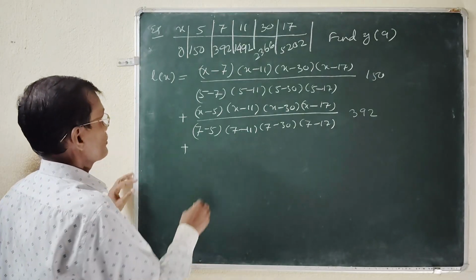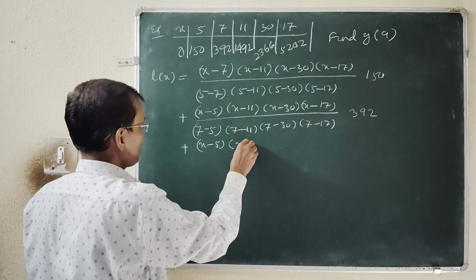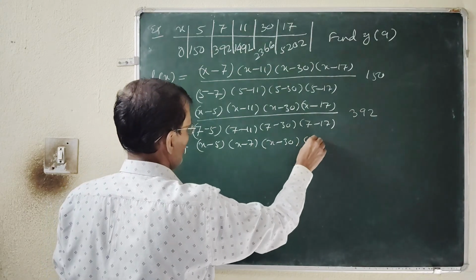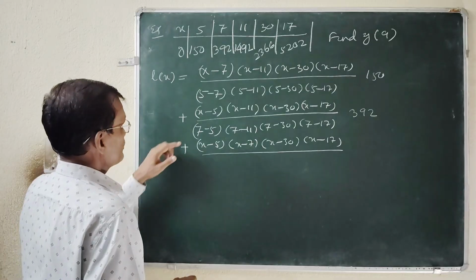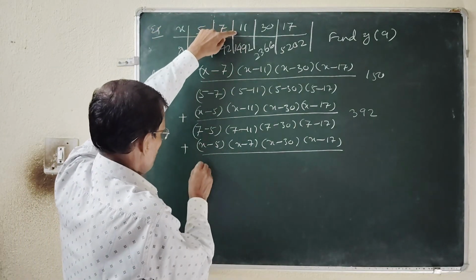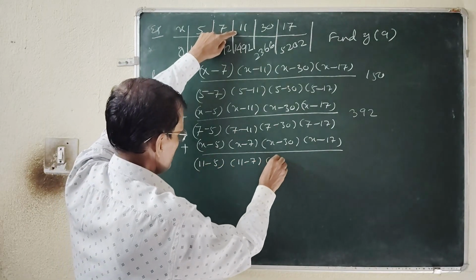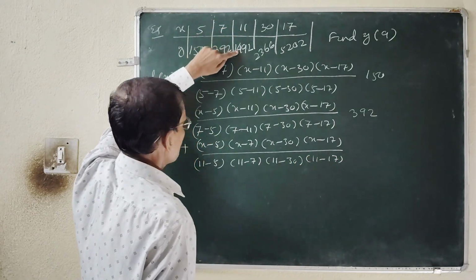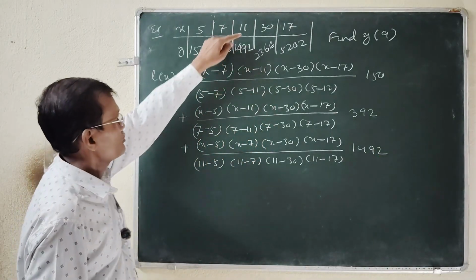Then the third term: x minus 5 into x minus 7 into x minus 13 into x minus 17 divided by, we have neglected 11, so you write 11 minus 5, 11 minus 7, 11 minus 13, 11 minus 17, and corresponding to 11 the data is 1492. Okay, so 11 is over.